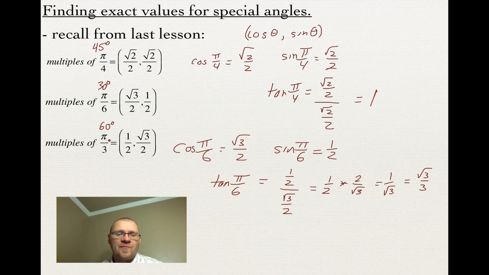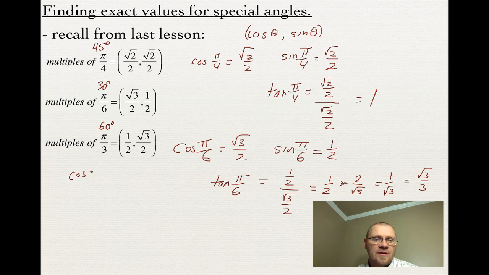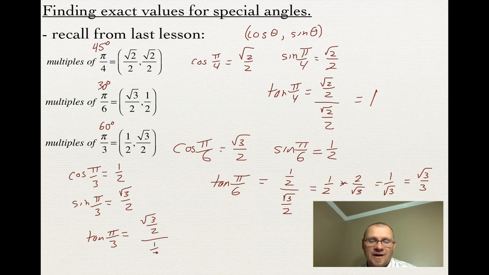When we're talking about multiples of pi over 3, we know that cosine of pi over 3 is now a half. Or cosine of 60 degrees is a half. You can check that on your calculator. Sine of pi over 3 is root 3 over 2. And tan of pi over 3 is going to be sine over cos. So now we have root 3 over 2 divided by a half. Working with fractions, we flip and we multiply. The 2's cancel out, so we just get root 3. So we can find all these exact values based on what we learned last day, combining it with what we learned today.